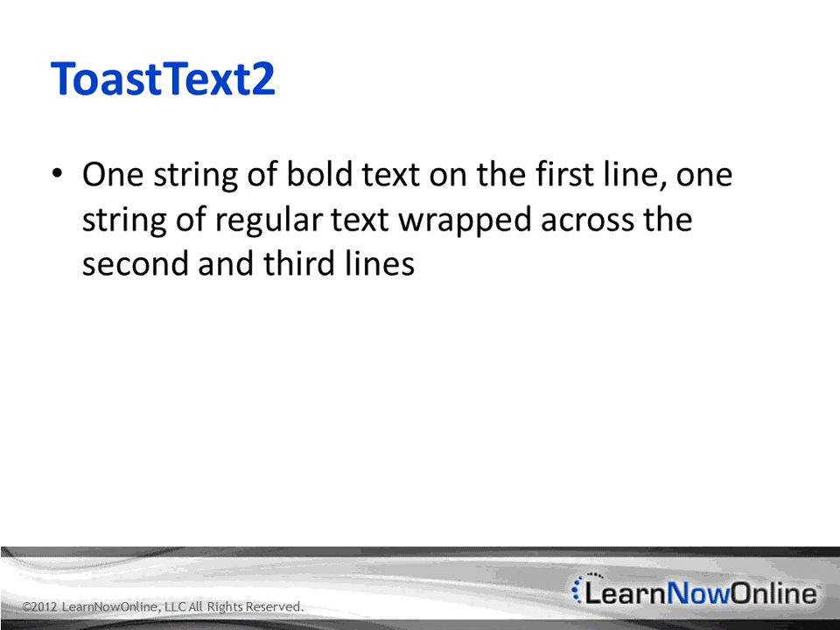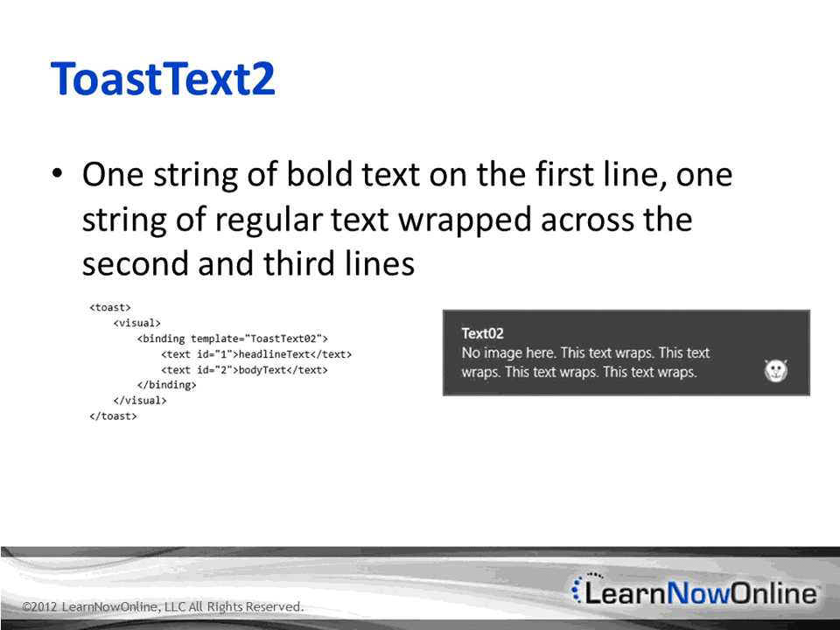Toast text 2 has one string of bold text on the first line, and then one string of regular text wrapped across the second and the third lines. There's never more than 3 lines of text in a toast notification. For that sort of notification, you'll see 2 text elements, one with an ID of 1, one with an ID of 2, containing the bold text in the first one and the regular text in the second. And here you see text 02 was part of that first text element, and the rest of the text was in the text whose ID was 2.